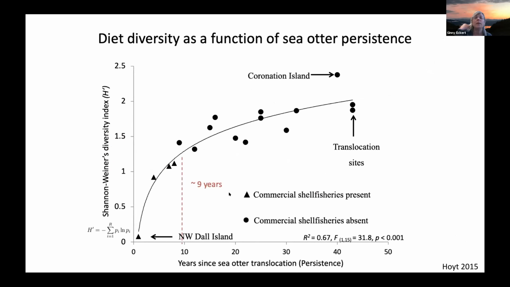So what we saw, and this is sort of a synthesis of much of Zach's work, is the diversity of the sea otter diet as a function of the years since sea otters have colonized. When they first show up to a place, their diet isn't very diverse, and then the diversity increases over time. So the places that they are the longest are the places where they have the most diverse diets. The other thing that we saw was that commercial shellfisheries, particularly these dive fisheries, were present, but only in places where sea otters had occupied for less than 10 years.